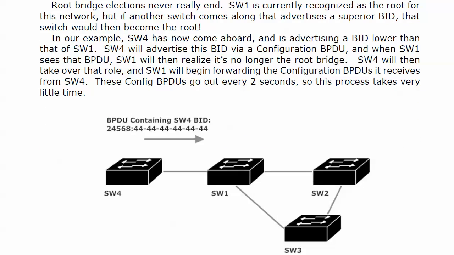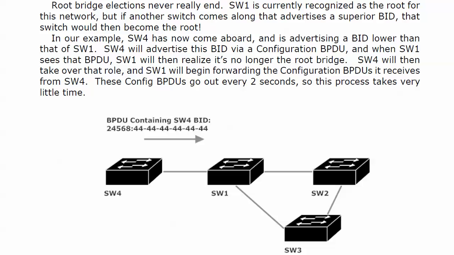Root bridge elections don't really end. You're not elected king for life here. The BPDUs keep going out and keep going out. Switch 1 is currently recognized as the root for this network, but if another switch comes along that advertises a superior bid, that switch then becomes the root.